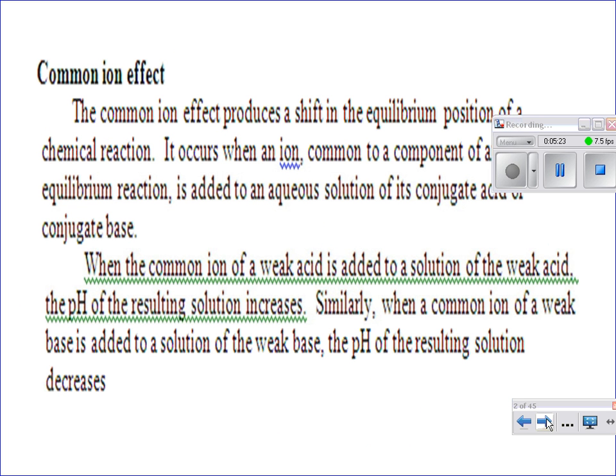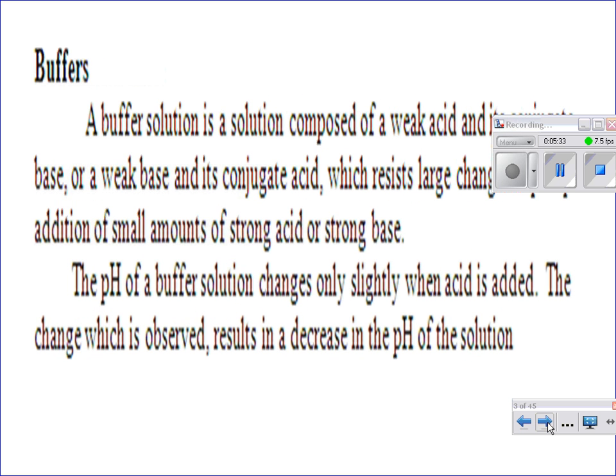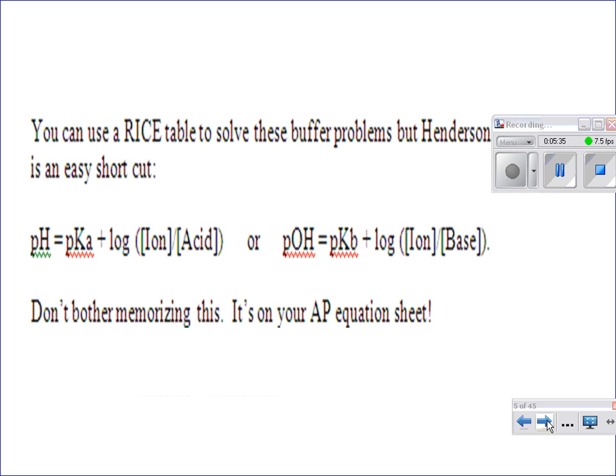Those of you who took pre-AP, you actually did these RICE tables where you had two initial concentrations and solved from there. It's totally fine to use a RICE table for buffers, but I'm of the opinion that you should use an equation called Henderson-Hasselbalch. There's a lot of people who disagree with me about this, but I find student success much higher using this equation. You don't have to memorize it, but you will just because you're going to use it so much. You'll know it by the end.